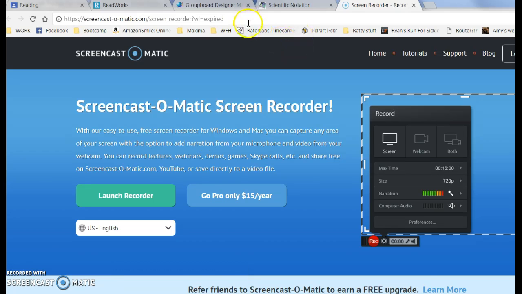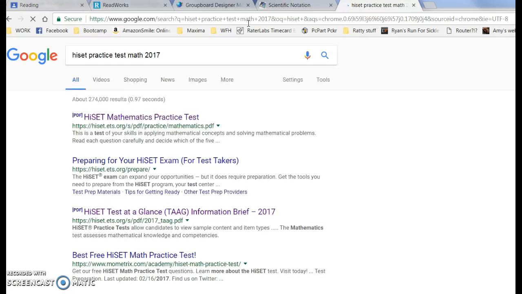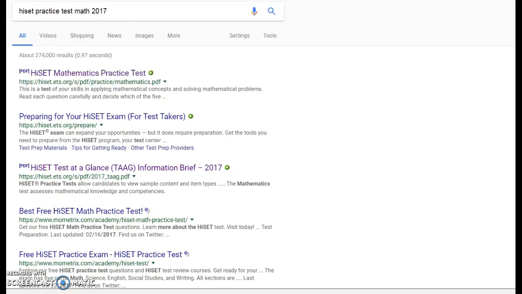So if you want to know how to find this document, how I found it was I went to HiSet Practice Test Math 2017 and it's a PDF file. So I just clicked on it and it downloaded for me. And then I was able, if I wanted to, I could print it out or I could save it on my computer, which is what I did. And then I worked through all of it with you guys.